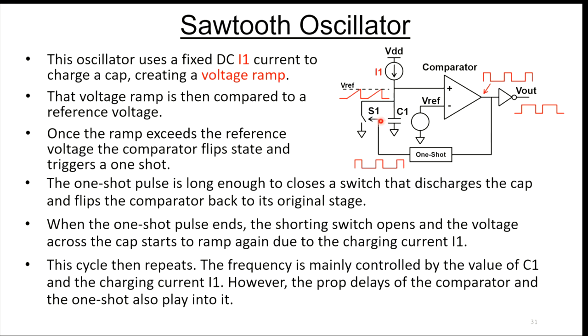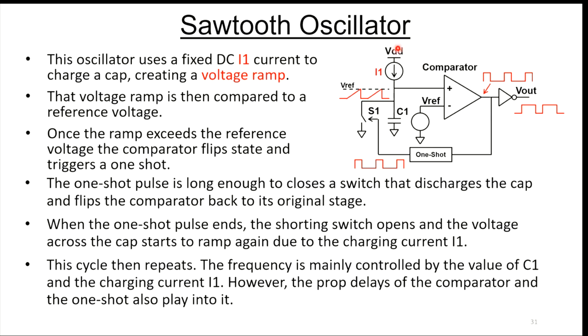The one-shot feeds back around and turns on a shorting switch. That shorting switch is just going to short the cap out. So the voltage on this node ramps due to the incoming current, but when the comparator flips and the shorting switch gets engaged, it's pulled back down to zero. It sits at zero until this one-shot timer runs out, and then it releases the shorting switch, and the cap can start ramping up again. It hits Vref, and the whole cycle starts over and over again. Kind of a nice circuit.